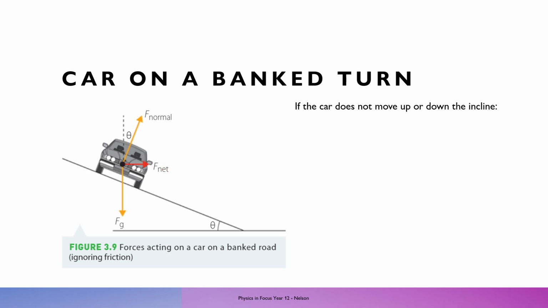This scenario leads to a few mathematical assumptions. So effectively, if the car is not moving up or down the incline as it is moving along the banked turn, again, we've hit that sweet spot for velocity, the assumption that we can make is that the net force vector is going to be equal to the sum of the force of gravity and the normal force.